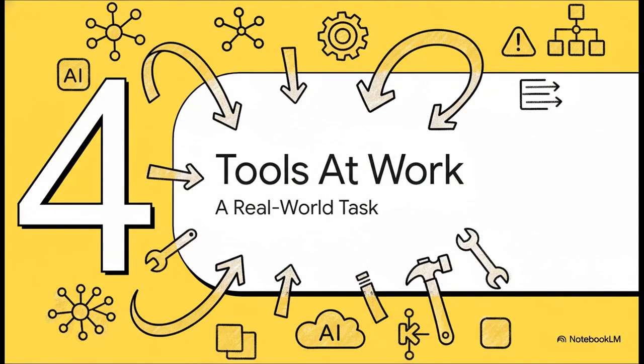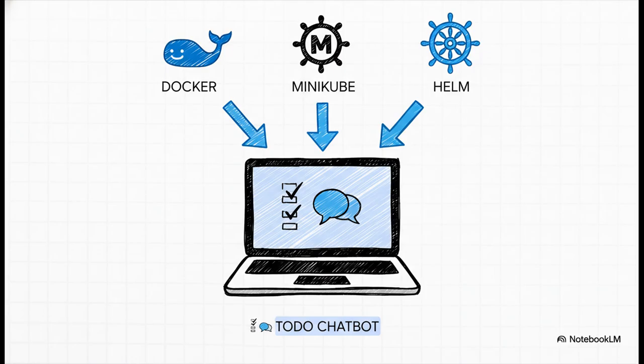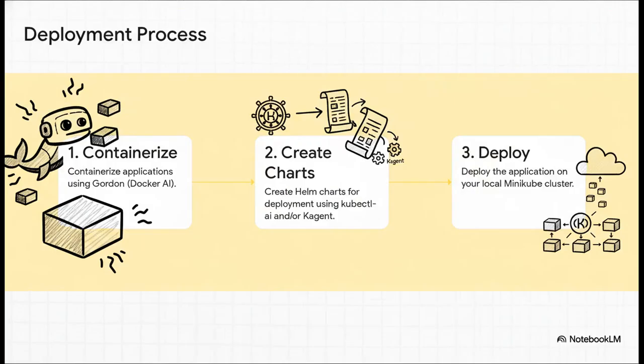Okay, that's enough theory. Let's actually put these tools to work and see how they handle a real-world task, shall we? So here's our objective. We're going to take this to-do chatbot application, and our goal is to get it fully deployed on our local Minikube cluster using nothing but our new AI assistants.